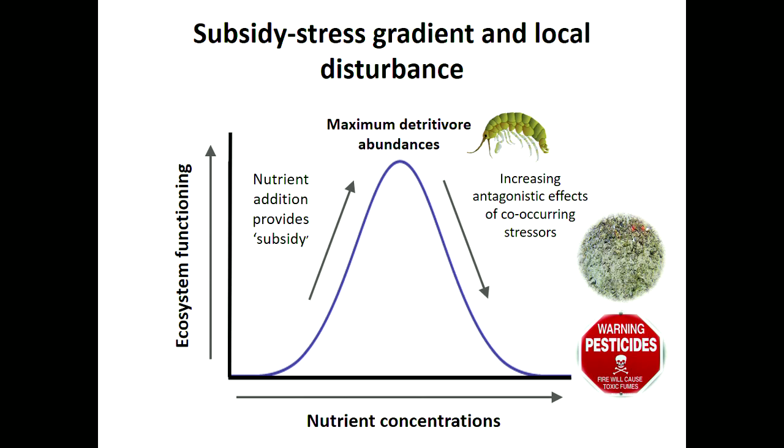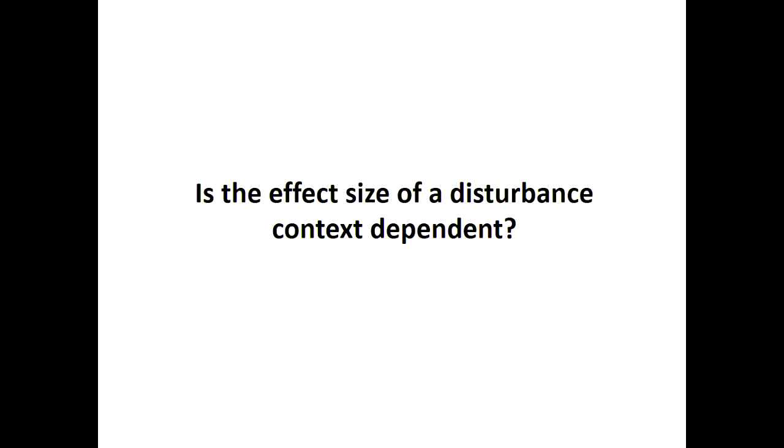And one of the questions that I'm going to try and address today is, is this effect real? And also, is it priming the system for the maximum impact of a local disturbance at this nutrient optimum? And so to put that in very general terms, the question is, is the effect size of a disturbance context dependent?